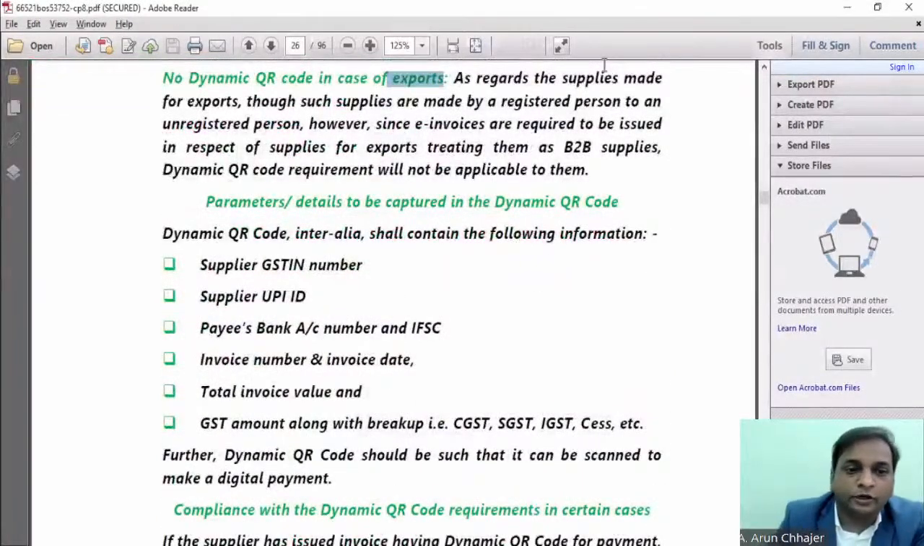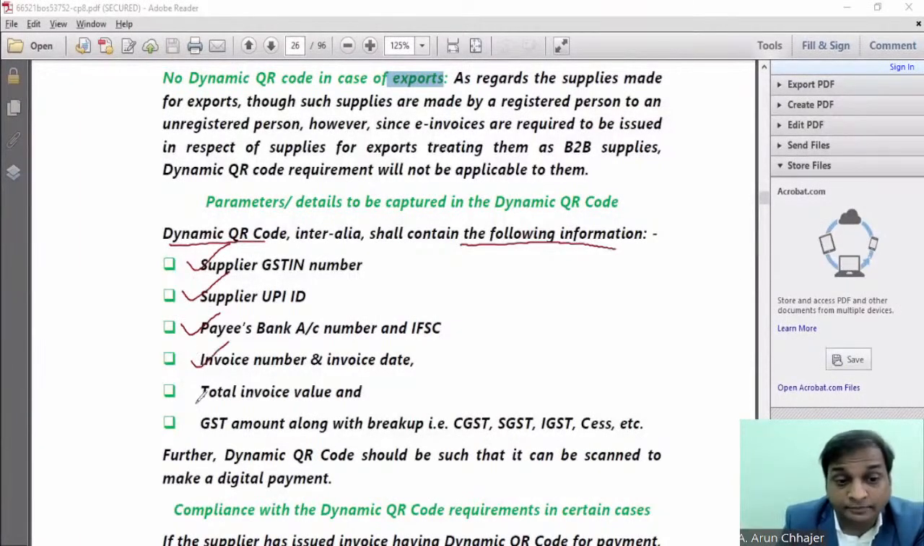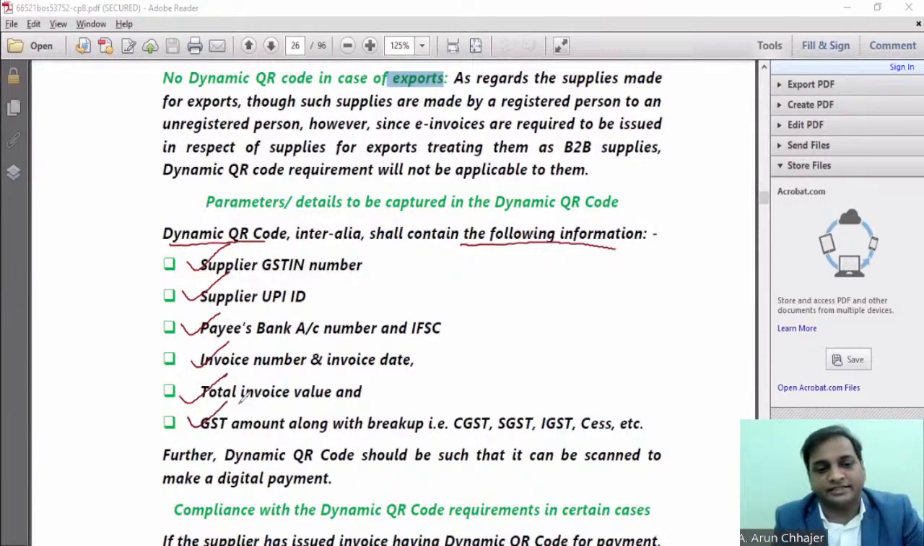Parameters on the dynamic QR code: the dynamic QR code shall contain the following information: supplier GSTIN number, UPI ID, paying bank account, invoice number, total invoice value, GST amount, etc.